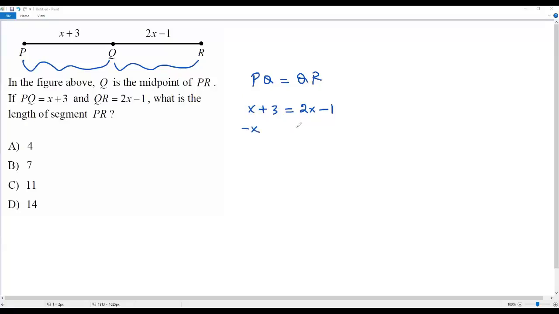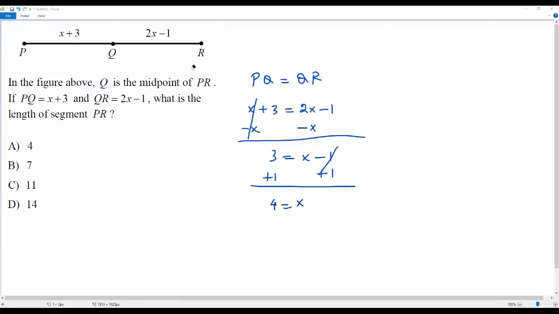For that, I subtract x from both sides. So this positive x, negative x will cancel out. I get 3 equals, when I combine 2x and negative x, I'm getting just x - 1. I'm adding 1 to both sides. When I add 1 to both sides, negative 1, positive 1 will cancel out. So 3 + 1 becomes 4. So we get x equals 4.